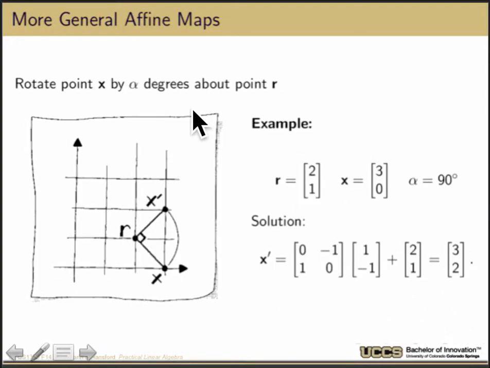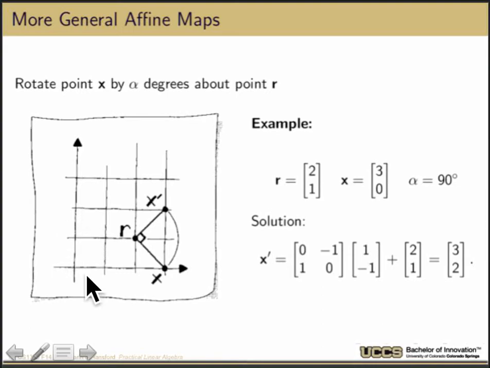As an example, if I want to rotate x by alpha degrees around point r, where r is (2, 1), x is (3, 0), and alpha is 90, then I can plug that into the formula. I take x minus r, so I get (3, 0) minus (2, 1), which gives me (1, -1). I multiply by my 90-degree rotation matrix, [0, -1; 1, 0], and then add back (2, 1), and I'll get (3, 2).